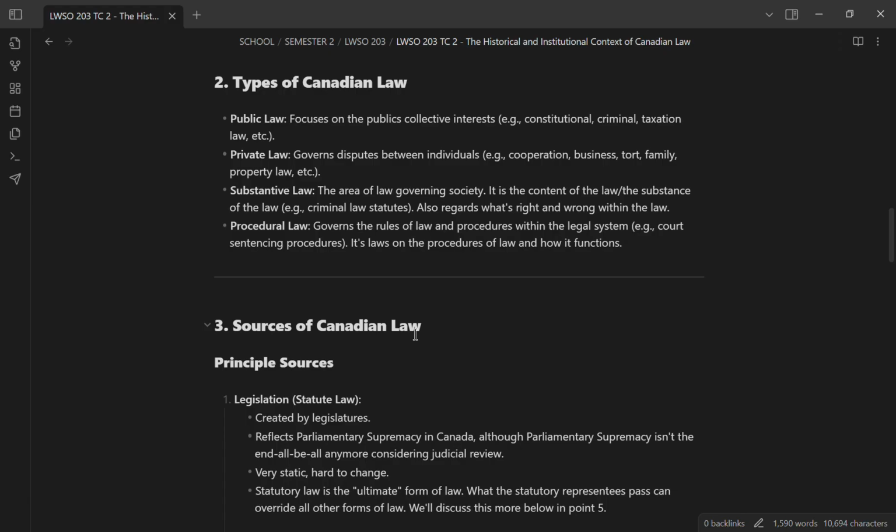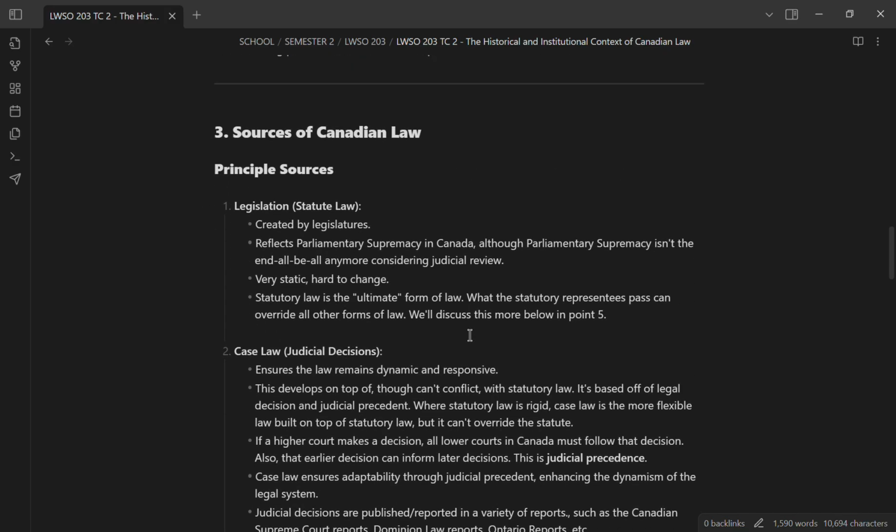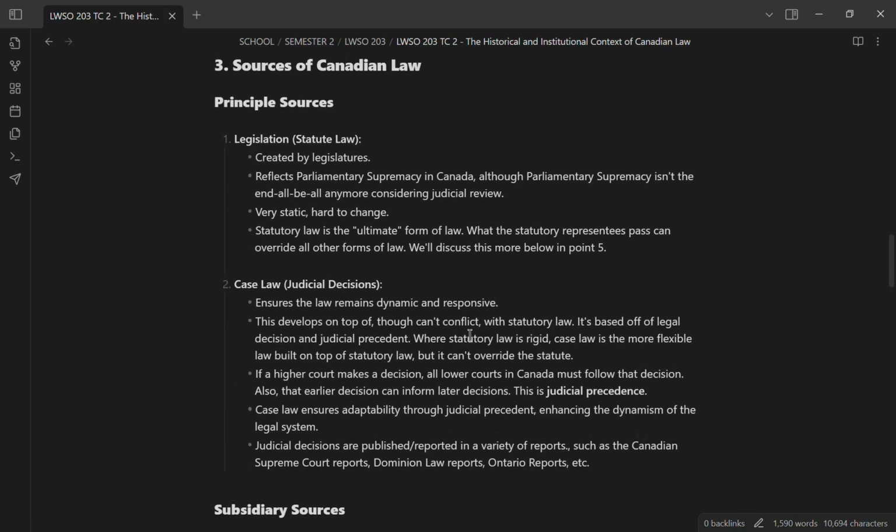Law on the procedure of law. So again, let's go through that again. Public law focuses on public interest. Private law focuses on disputes between individuals. Substantive law and procedural law work as a pair, where substantive law is law regarding the actual substance of the law, and procedural law is law regarding the execution and the procedure of the law in the legal systems. All right. What are the sources of Canadian law?